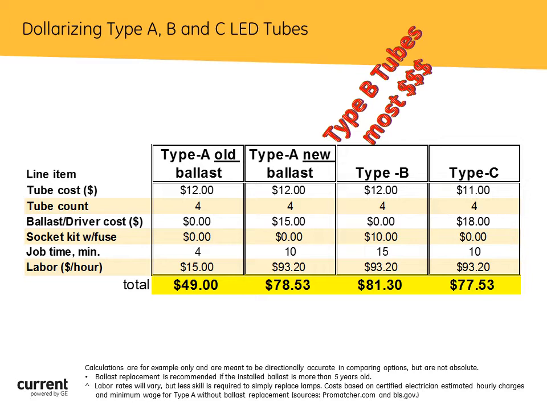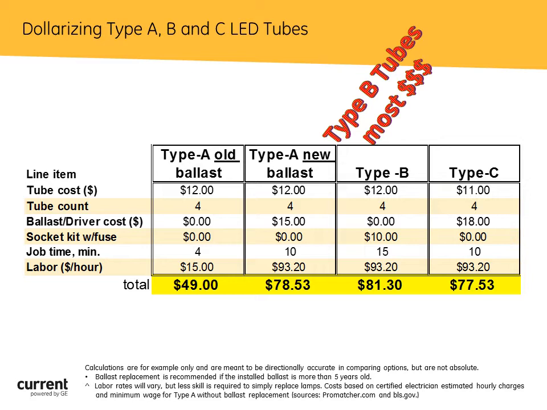Also note that out of these 4 choices, 3 of them require an electrician. I chose $93.20 an hour for the electrician. And for Type A with the old ballast, just swapping out the lamp, you can get a lamp maintenance company to do that for about $15. The thought here is the cheapest, least expensive winner is Type A old ballast, $50.